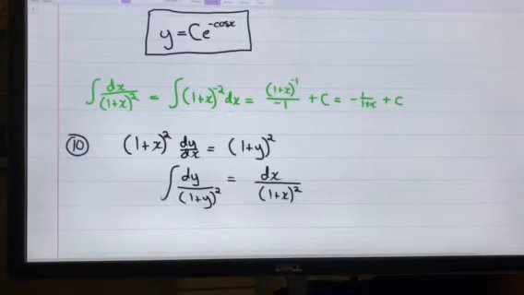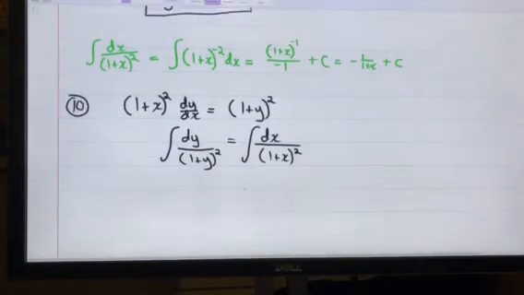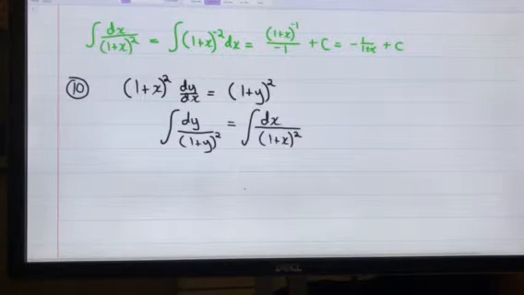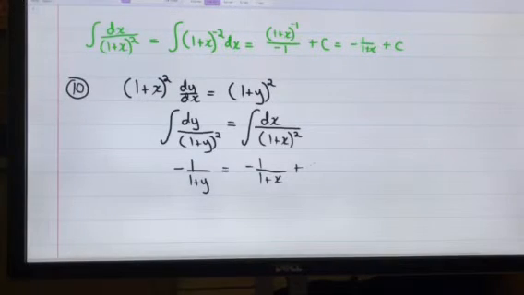And now upon separating, we can integrate on both sides, just looking at the above property. For the reciprocal of the square of 1 plus y, we're going to have the negative of the reciprocal of 1 plus y. And once again, to the right, we're going to have the negative of the reciprocal of 1 plus x, followed by the constant.